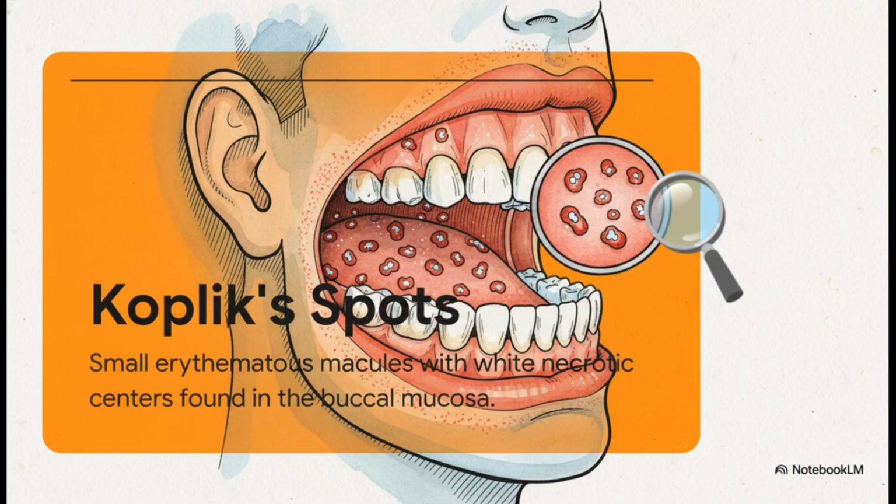You're looking for these things, Koplik spots. This is a huge deal. They're what we call pathognomonic for measles. That's a fancy word that just means if you see these spots, it is measles. End of story. So what do they look like?